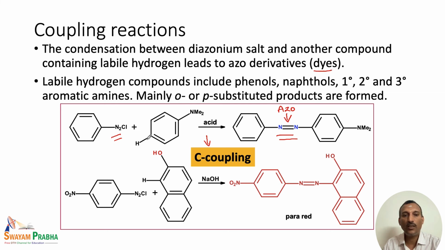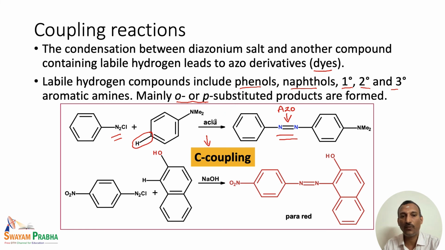In all these cases we have a hydrogen which is highly labile, and in most cases the labile hydrogen is present in the para position. The labile hydrogen compounds include phenols, naphthols, and primary, secondary or tertiary aromatic amines. All these compounds make this hydrogen highly labile, and because of this the condensation or C coupling takes place very readily, and in all these cases we end up with either an ortho or para substituted product.